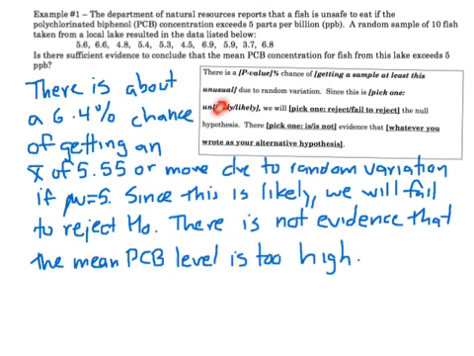I picked unlikely here. Oh, sorry, I take that back. I did not pick unlikely. I picked likely. Rewind in time. I picked likely, right, because this number is above 5%. So because this is likely, now I'm going to pick the second thing in each thing. We will fail to reject the null hypothesis. There is not evidence that the mean PCB level is too high.